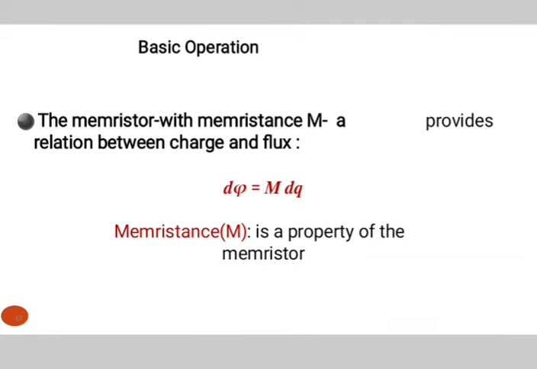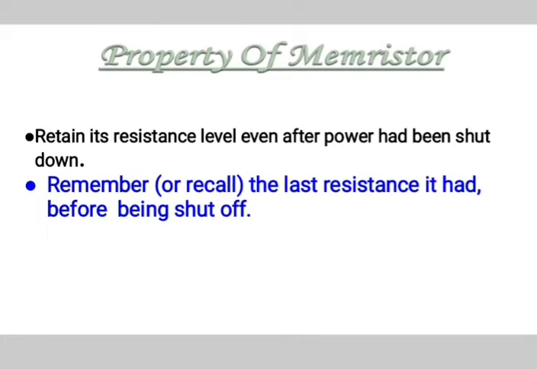Memristance is a property of the memristor. So what is that property? It retains its resistance level even after power has been shut down. So it remembers, or we can say it recalls, the last resistance it had before being shut off.